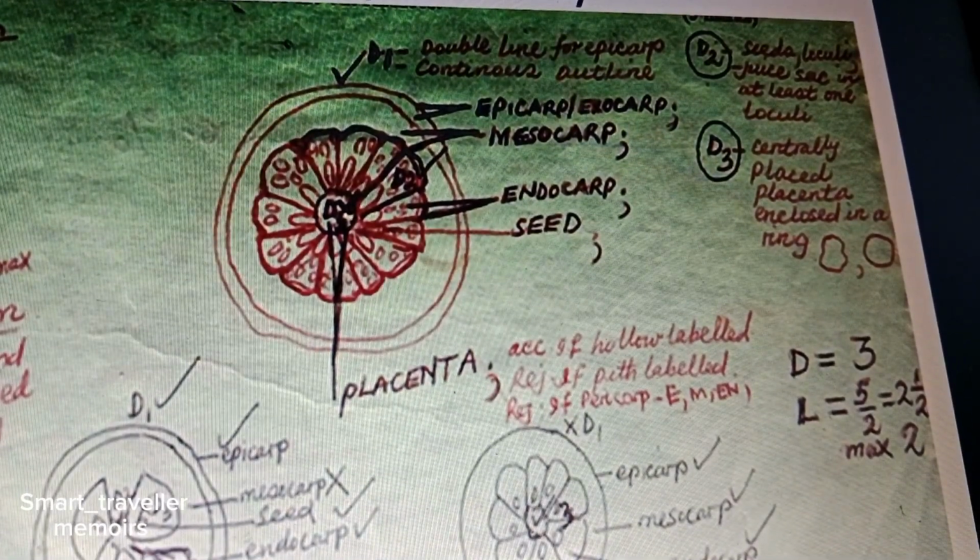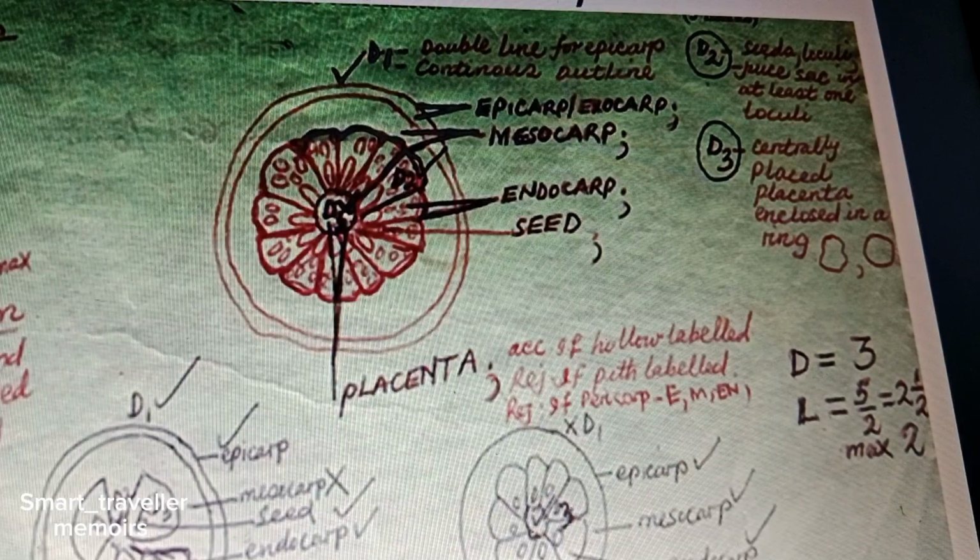So the label marks are epicarp, or you can call it exocarp. All right. Then we have the mesocarp. All right. Then we have the endocarp. And then we have the seed and the placenta. Guys.